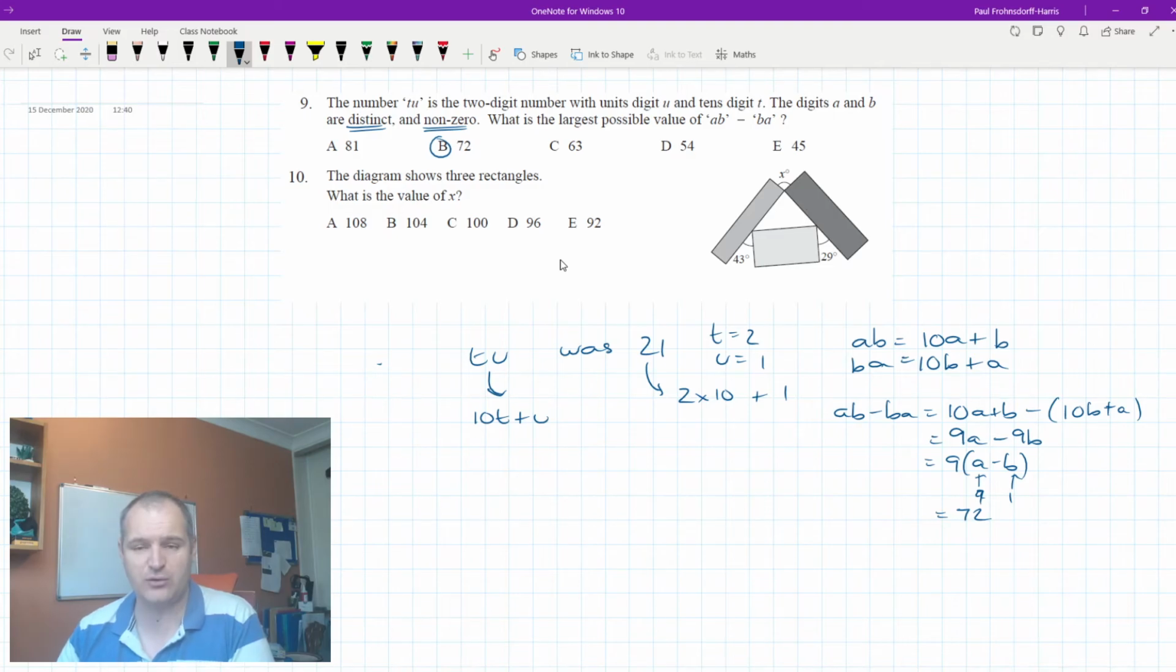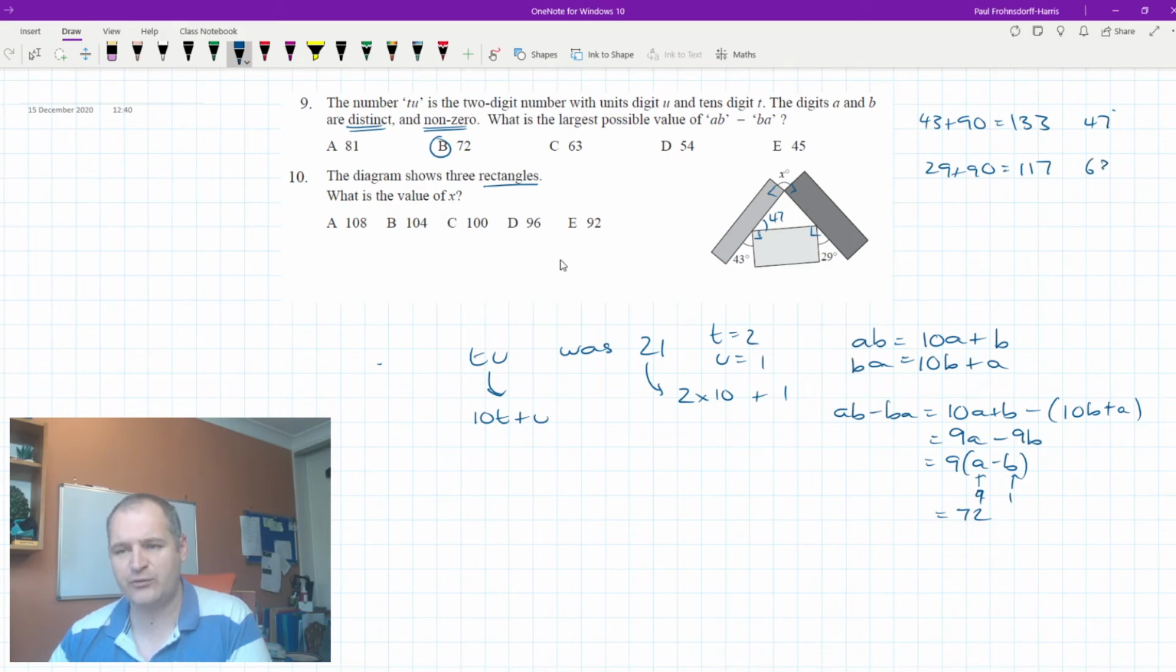That leads us to the last thing we've got to do, which is question 10, and it's just an angles around a point problem. Because we're told they're rectangles, the first thing I'm going to do is put some squares in here to show that we know these angles. Then I've just got a series of questions to do. 43 and 90 makes 133, and to make it up to 180, that means 47 is missing. It's a straight line, so it must be 180. Then we've got 29 plus 90 is 117. That leaves 63.